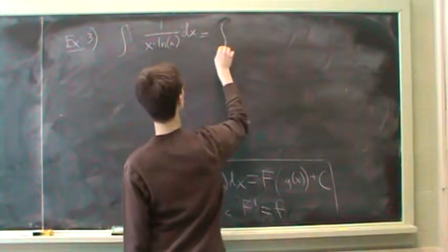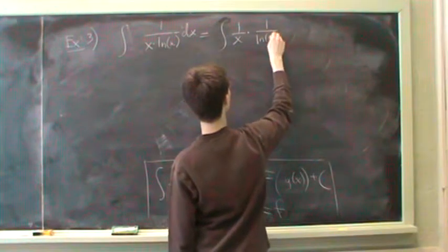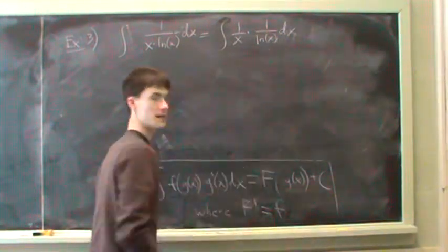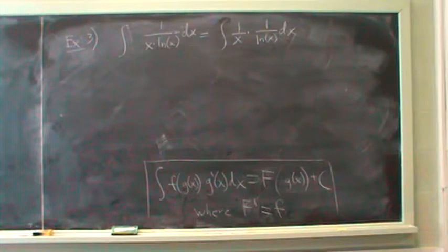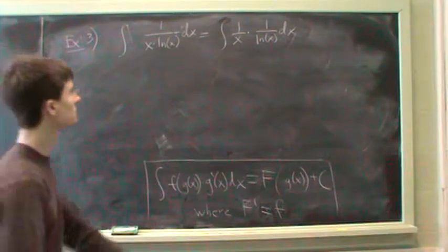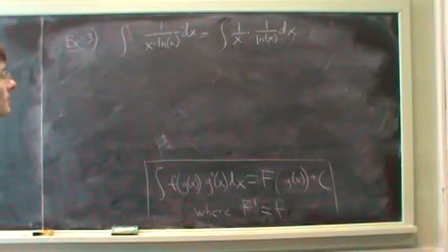What we're going to do first is rewrite this as the product of 1 over x and 1 over the natural log of x. And then let's stare at that for a bit. In the first piece, the 1 over x, we don't really have a composition of functions. So applying u substitution to that won't really get us anywhere.